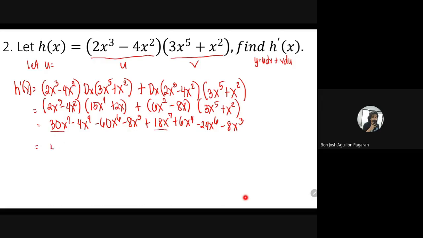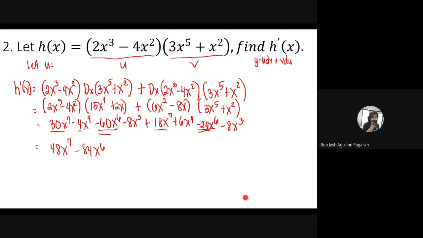So this will give us 48x to the 7th power. And then, meron ba tayong 6 dyan? Ito, at saka ito, parehas din. That will give us negative 84x to the 6. And then for the fourth power, meron tayo dito negative 4x to the fourth power.